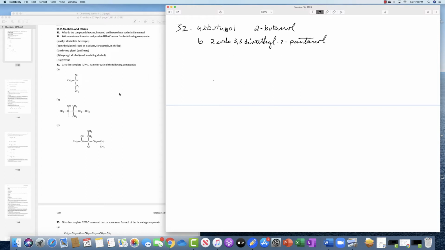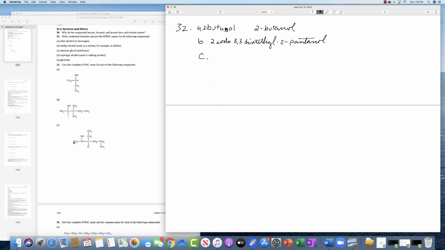Going back, we have 5 is the longest, so that's pentane. It's an alcohol, so it's pentanol. The 2 tells you that the alcohol is on the 2 carbon. This 2 tells you that iodine is on the 2 carbon. And then 3,3 tells you that both methyl groups are on the same third carbon. So it's 2-iodo, 3,3-dimethyl, 2-pentanol.